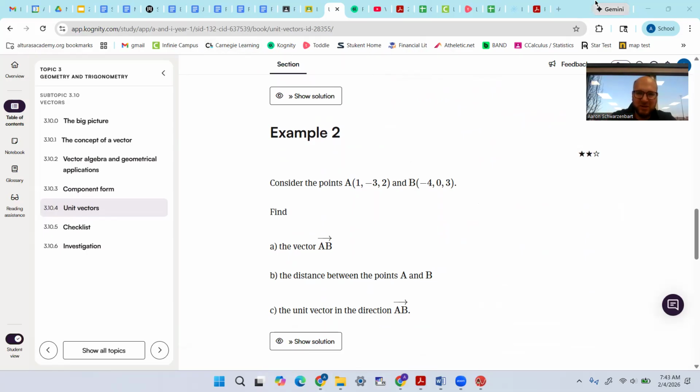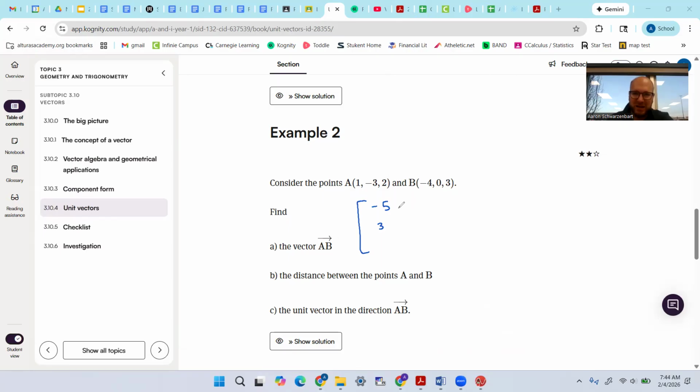So this one gives me 2 points, and it's going to eventually ask me to find a unit vector in the direction of AB. So first thing, vector AB is going to be from 1 to -4 goes, that's -5. From -3 to 0 goes 3. So the key is the vector does go from A to B.